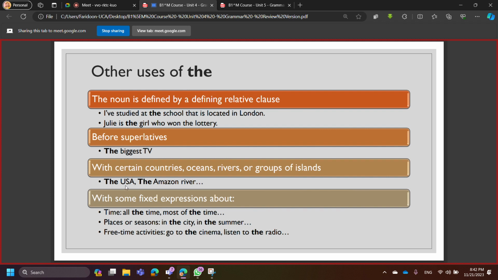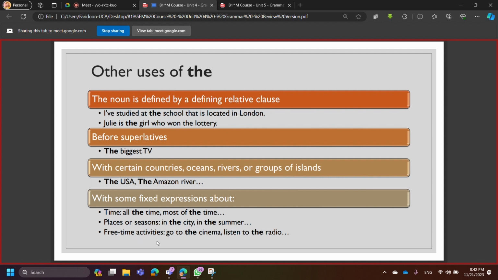Meaning it's made from not just one word, maybe two or three. Or names of rivers, as mentioned before, the Amazon River, or the oceans like the Pacific Ocean or the Atlantic Ocean, or whatever. And we can also use the with some fixed expressions about the following things, like some fixed expressions about time, like saying all the time or most of the time. Some expressions about places or seasons, like in the city, in the summer.